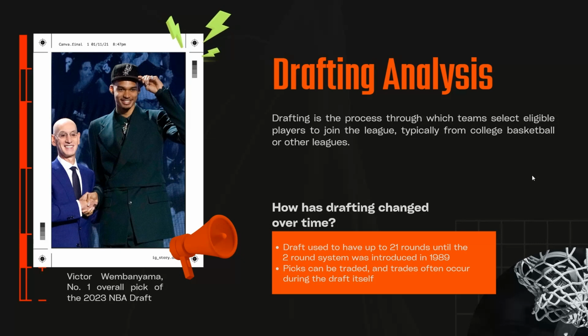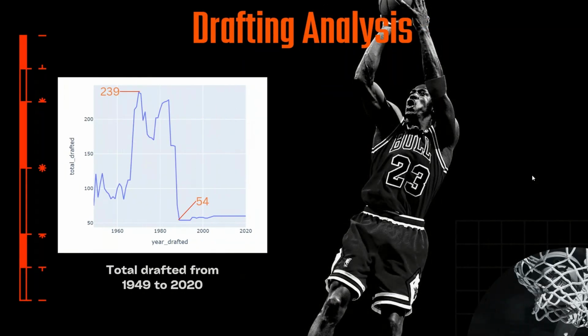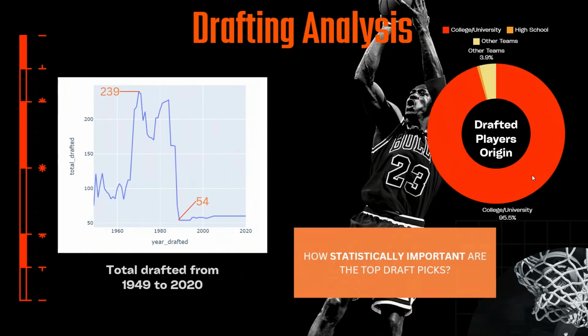Thus, this is an important event to build teams with new talent, and for the rookies, the organization they will join and their salary. Looking at the draft numbers, we can see that the total number of players drafted has decreased over time, partially due to the introduction of the two-round system. The majority of players, 95%, also come from a college background. By common sense, players who have more potential and are better are drafted higher. But how exactly statistically important are these top draft picks?